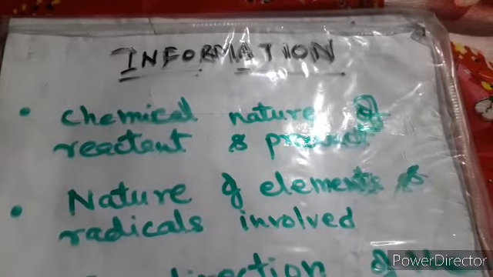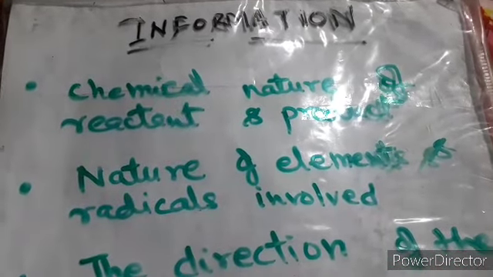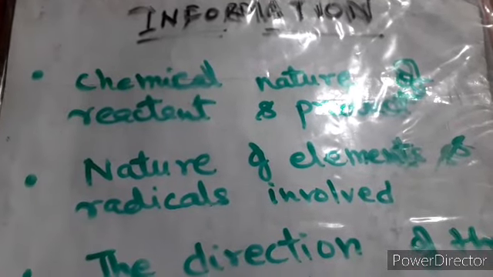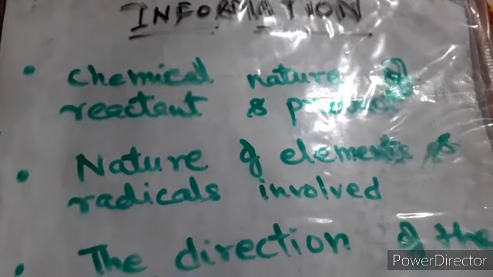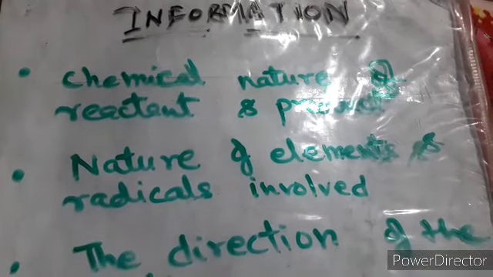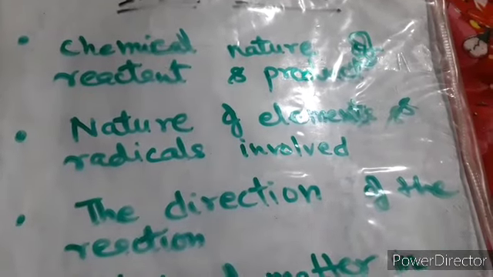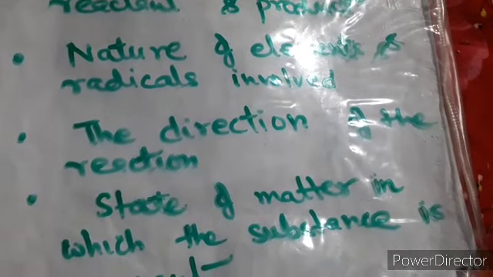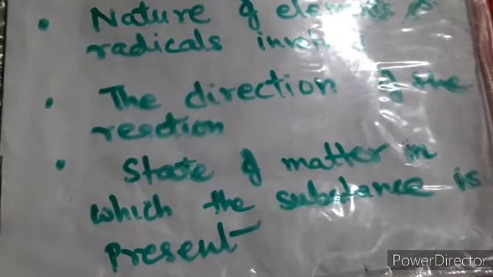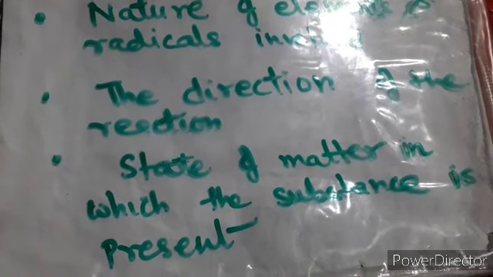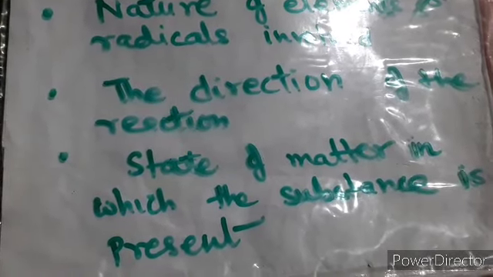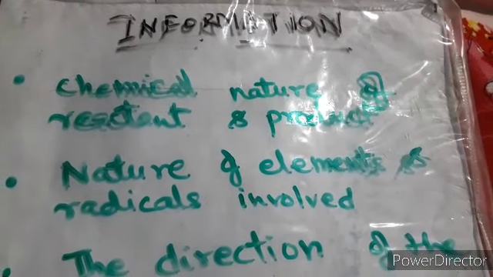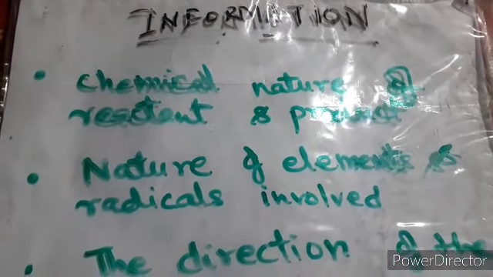Once again I am telling you, my topic is what information we will get from the chemical equation. The first is the chemical nature of the reactant and product, nature of elements and radicals involved in it, the direction of the reaction, and the last is state of matter in which the substance is present. Let's focus on the first thing, chemical nature of reactant and product. Now what does it mean?